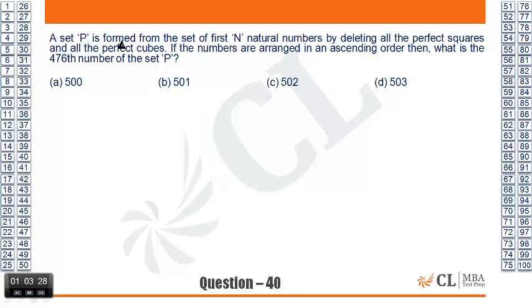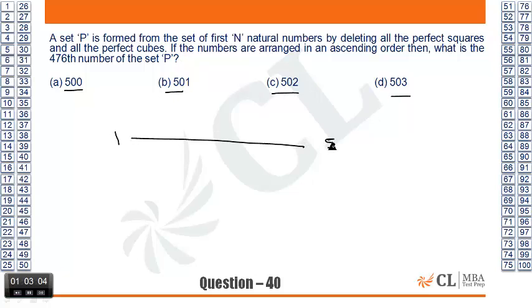P is a set formed by the first n natural numbers, deleting all the perfect squares and all the perfect cubes. Shall I try this? Sounds okay, no? There are not too many perfect squares. If the numbers are arranged in ascending order, what is the 476th number? So everything is close to 500. Let's check for 500.